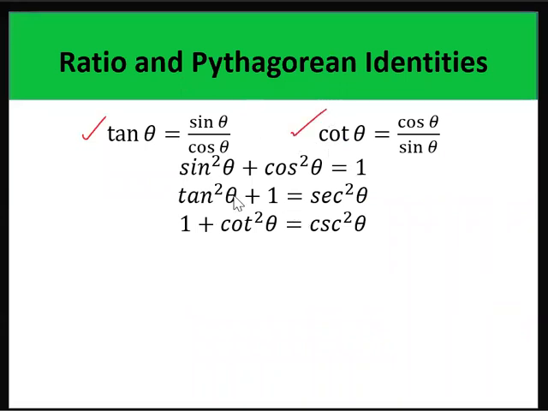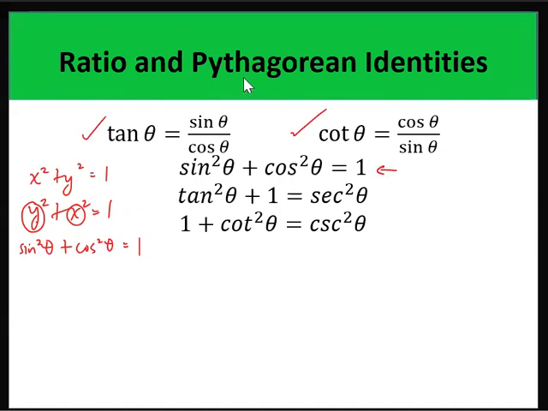And then, since we have x squared plus y squared equals 1 from the unit circle, we can write this as y squared plus x squared equals 1. And then we know that from the unit circle, the y coordinate of the terminal point is sine. So we can replace that by sine squared theta, while the x coordinate can be replaced by cosine squared theta. So thus we have sine squared theta plus cosine squared theta is equal to 1. So this is the first Pythagorean identity, or we call this the Pythagorean identity.